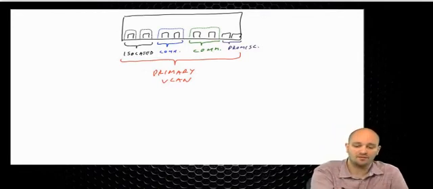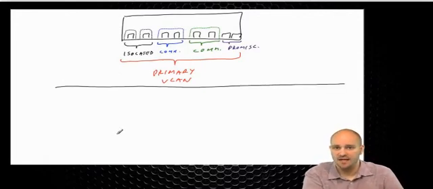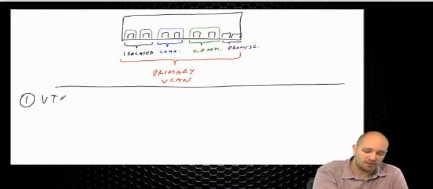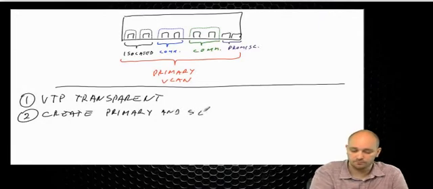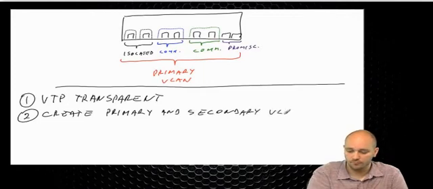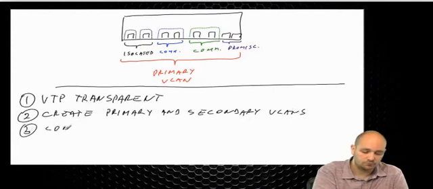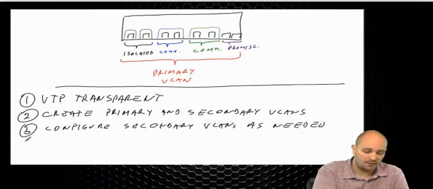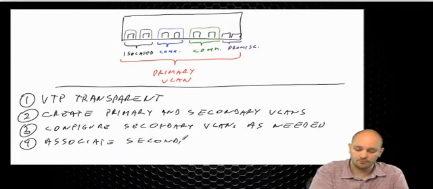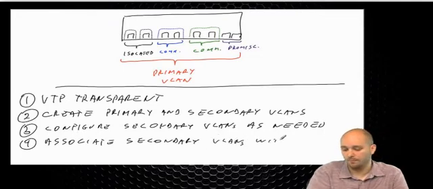Now, when you are configuring private VLANs, there are a couple of requirements, couple of prerequisites that you need to do. Number one is that your switch must operate in VTP transparent mode. Once you have done that, you need to create primary and secondary VLANs, configure secondary VLANs as needed, and then associate secondary VLANs with the primary one.